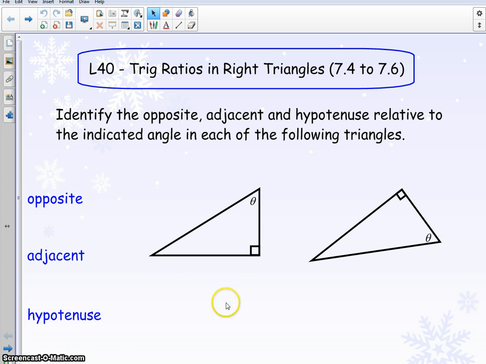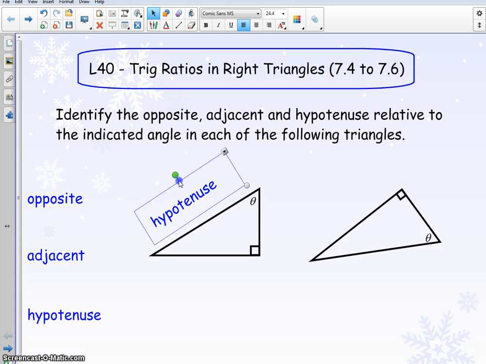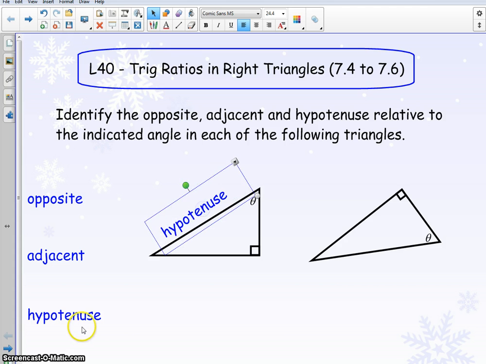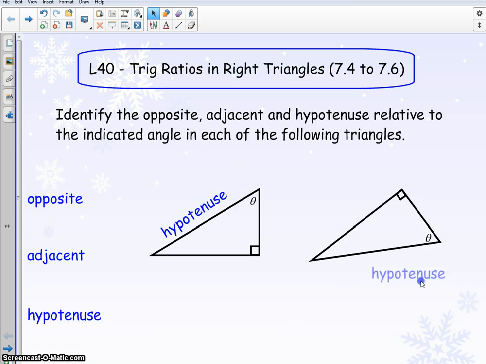But I have two triangles here, and for starters, I'm going to label the hypotenuse in each one of these. So here in this first triangle, again across the 90-degree angle, you got this guy right here, and over here, it's going to be that side there. So that gives us a hypotenuse for each of these triangles. The other two sides of the triangle are going to be called the opposite side and the adjacent side. And to label those, it's going to depend on what our indicated angle is going to be.